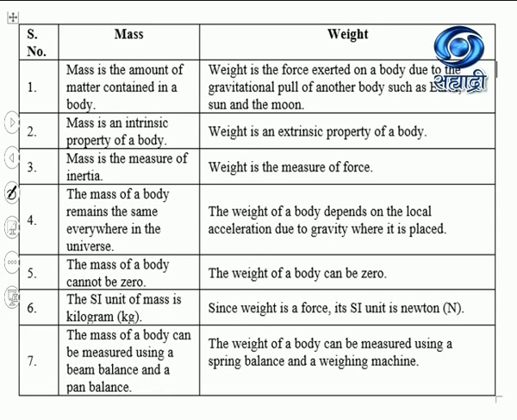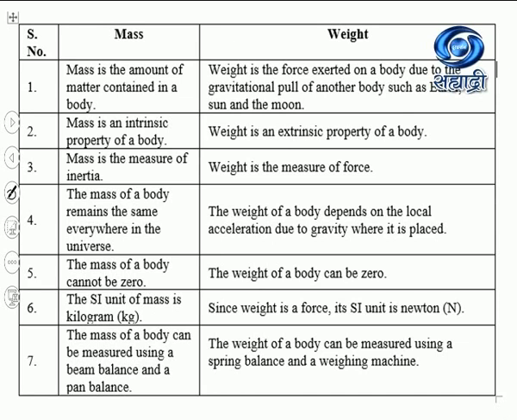So what is the difference between mass and weight? Let us see the difference. Mass is the amount of matter contained in the body. And weight is the force exerted on the body due to the gravitational pull of another body, such as the Earth, the Sun and the Moon. Mass is an intrinsic property of the body. Weight is an extrinsic property. It depends on the gravitational force. Mass is the measure of inertia and weight is the measure of force.